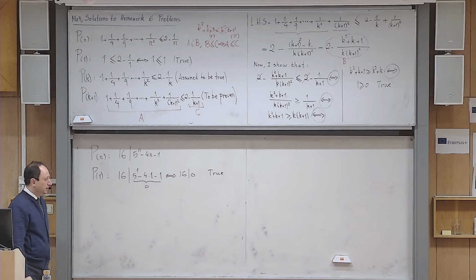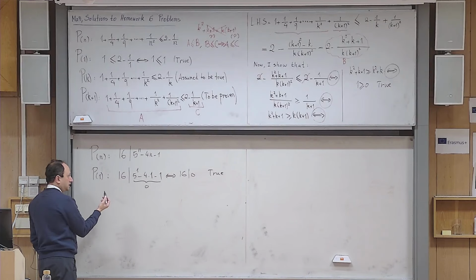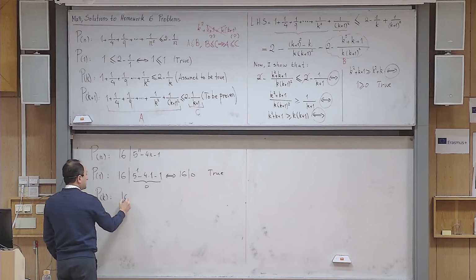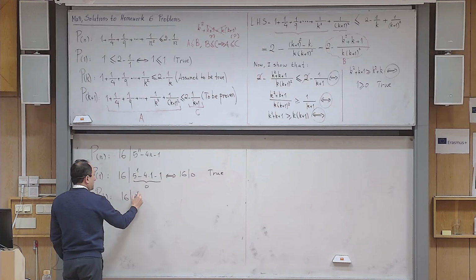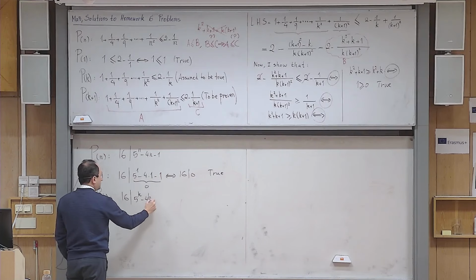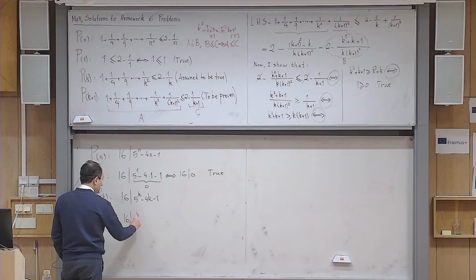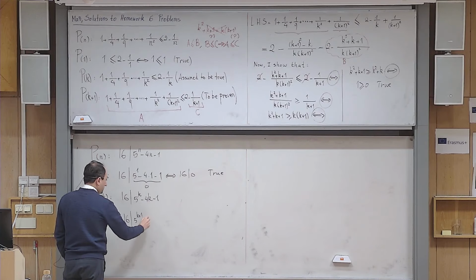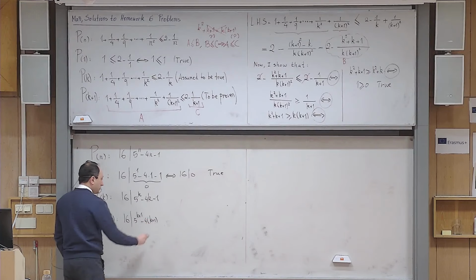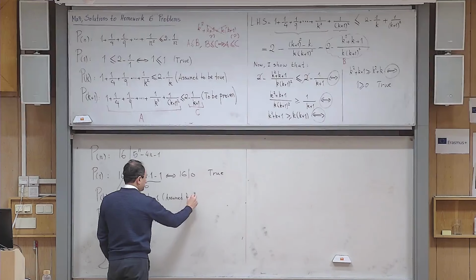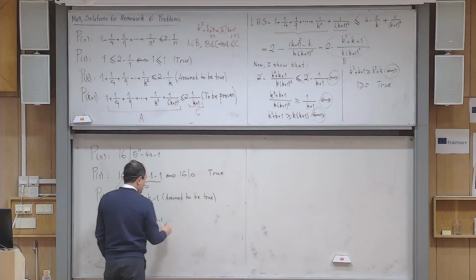So P of 1 is true. Again, I assume that k is a given natural number so that P of k is true, meaning that I know that 16 divides 5 to the k minus 4k minus 1. I want to show that I can push this one step forward and prove the same statement, but this time for k plus 1. Be careful, you have to replace k with k plus 1 in parentheses, minus 1. So this is assumed to be true, and this is to be proven.